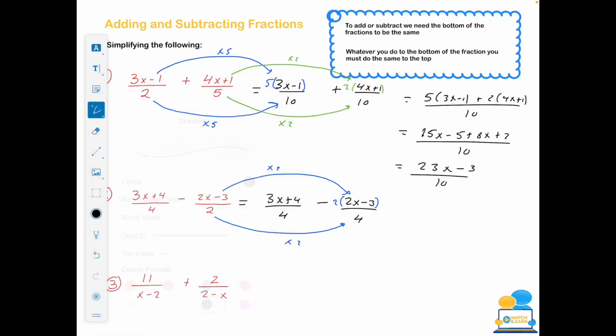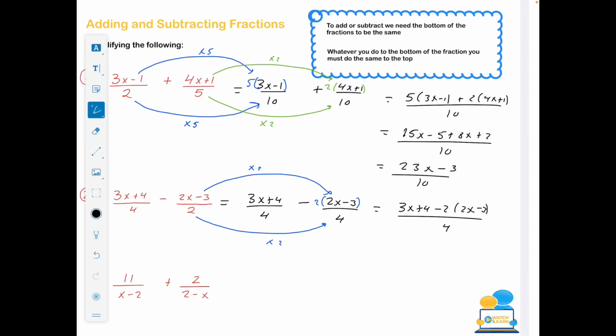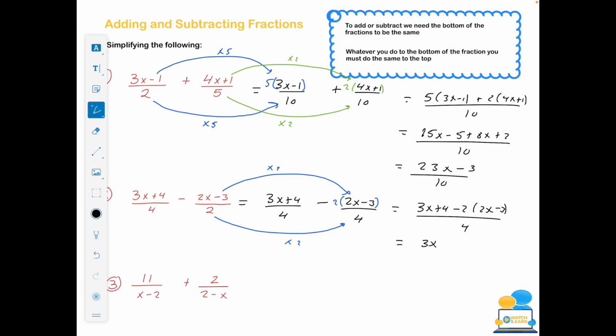Now when both denominators are the same, we can just rewrite it as one fraction, so it'll be 3x plus 4 minus 2 by (2x minus 3) all over 4, which is 3x plus 4. Now minus 2 multiplied by 2x will be minus 4x, and minus 2 multiplied by minus 3 will be plus 6, all over 4, which will equal 3x minus 4x will be minus 1x, 4 plus 6 will be plus 10, all over 4. So there's my answer for that.